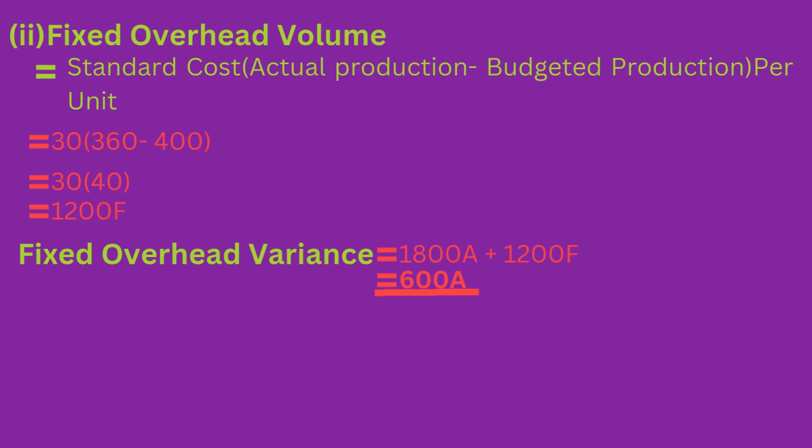So our fixed overhead variance will be fixed overhead expenditure variance plus fixed overhead volume variance, which will be 1,800 adverse plus 1,200 favorable, which will give us 600 adverse. That's all about variance analysis.